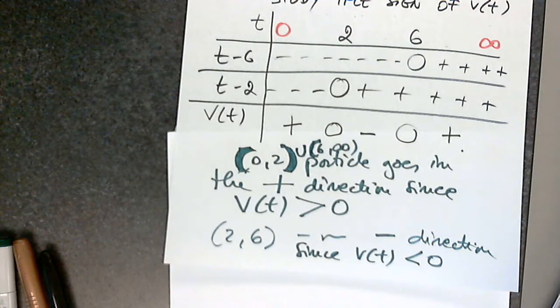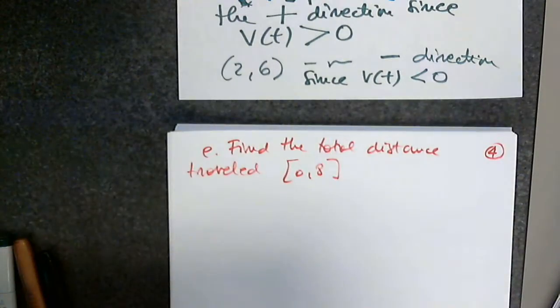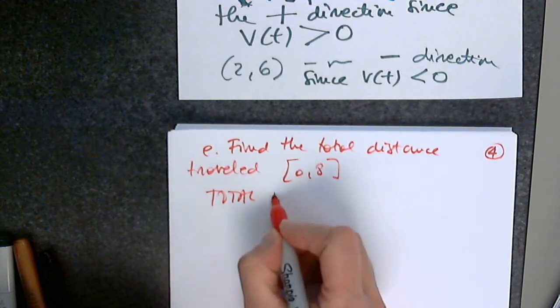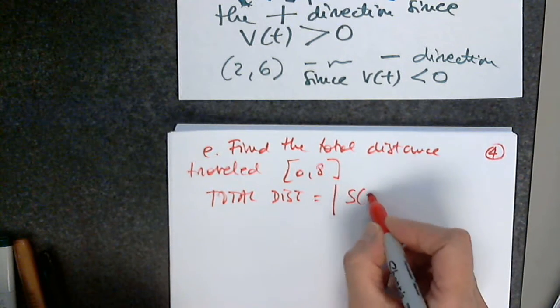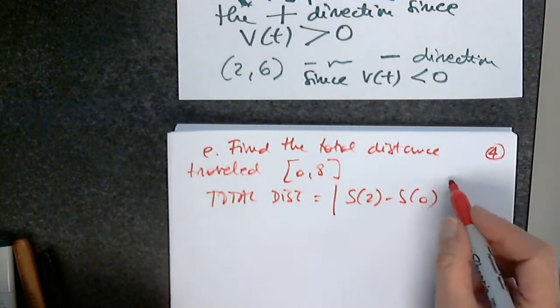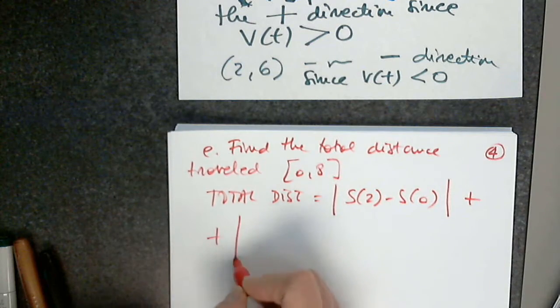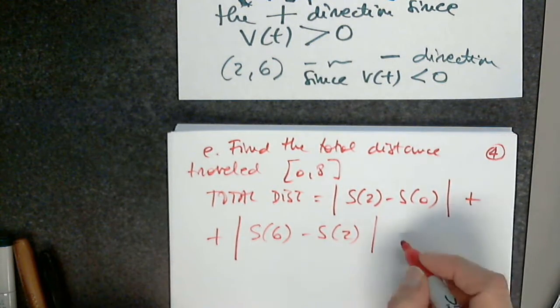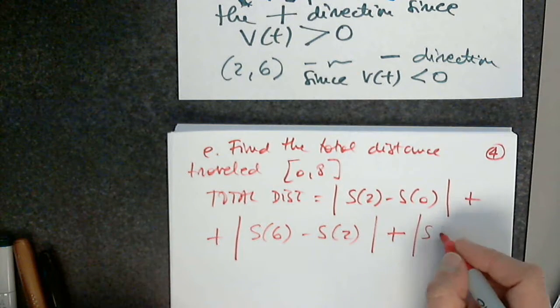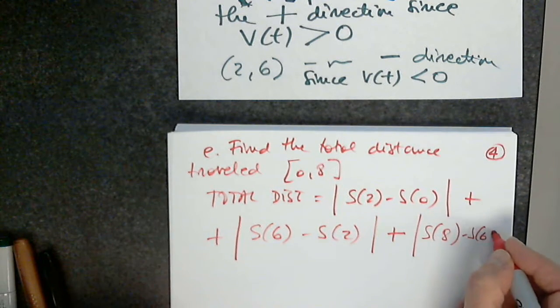I'm adding the distance between times 0 and 2 to the distance between times 2 and 6 to the distance between 6 and 8. So that's the reason why the total distance must be the absolute value of s of 2 minus s of 0, plus the absolute value of s of 6 minus s of 2, plus the absolute value of s of 8 minus s of 6.